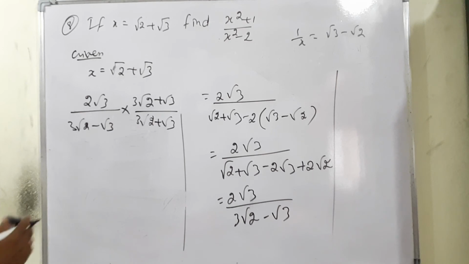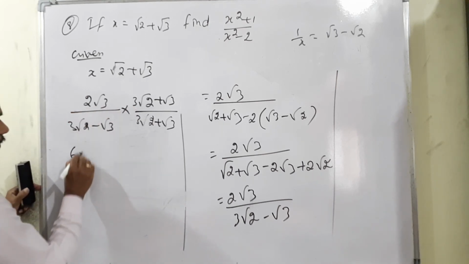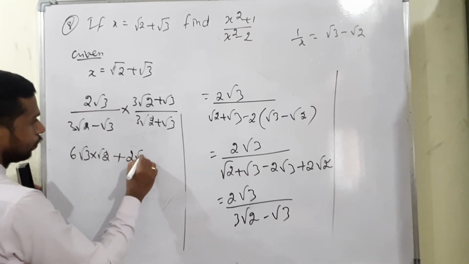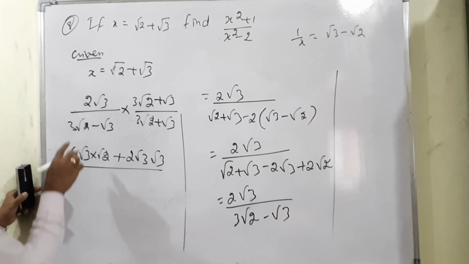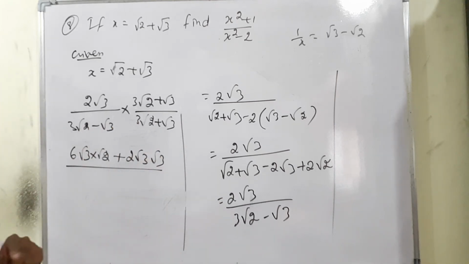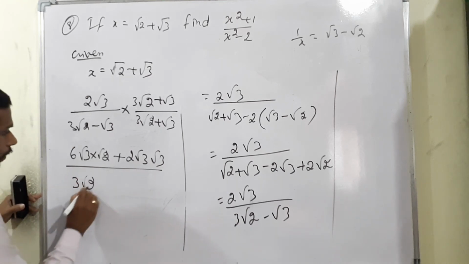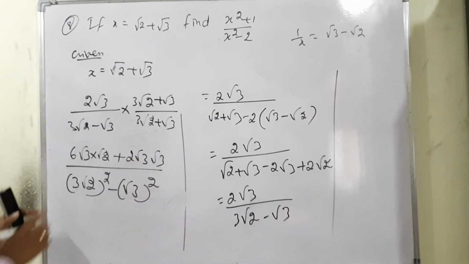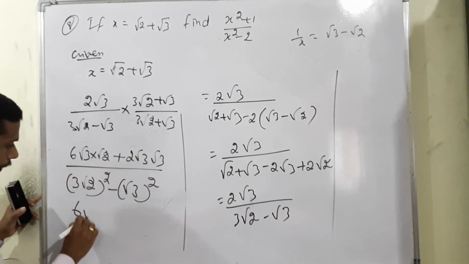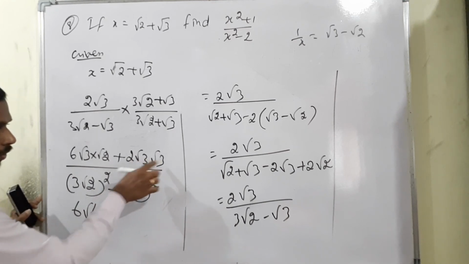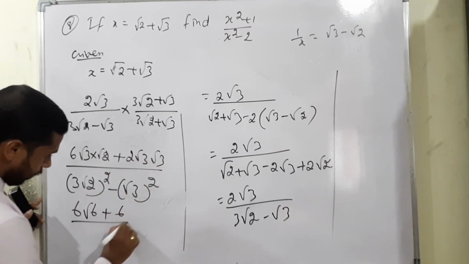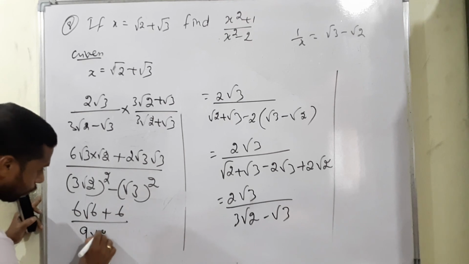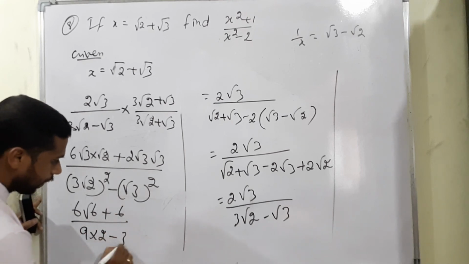Now listen very carefully. Again 2 3s are 6, root 3 into root 2. Next, plus 2 root 3 into root 3, divided by again a plus b into a minus b. What is the formula? a square minus b square. So 3 root 2 the whole square minus root 3 the whole square. Again 6 into root 3 into root 2 we can write as 6 root 6, plus root 3 into root 3, 3 will come. So 2 3s are 6, divided by 3 square means 9 into root 2 the whole square means 2, minus root 3 the whole square means only 3.